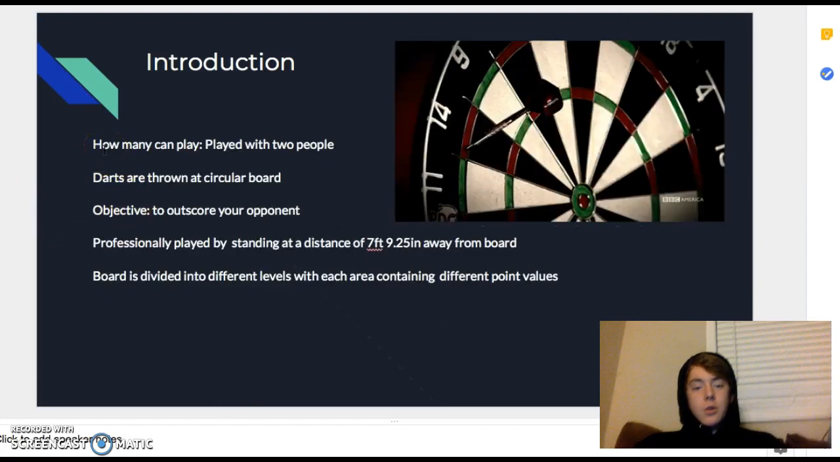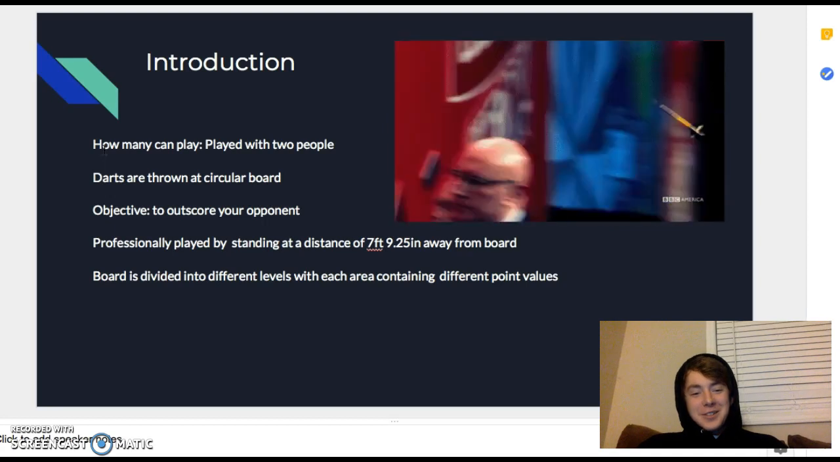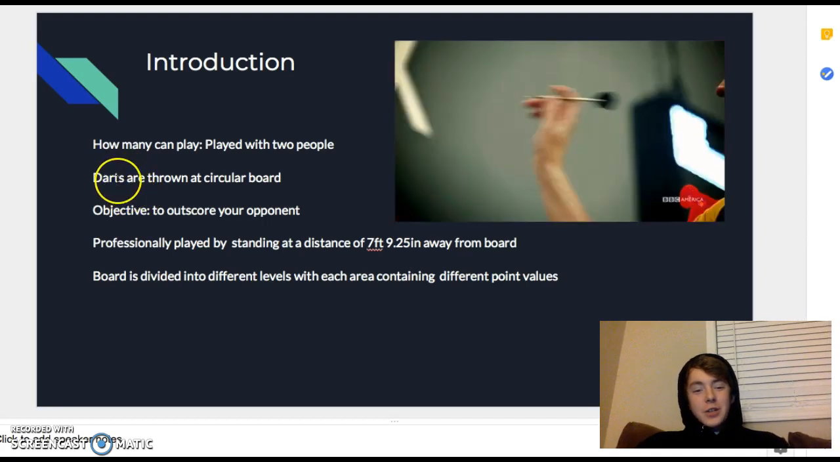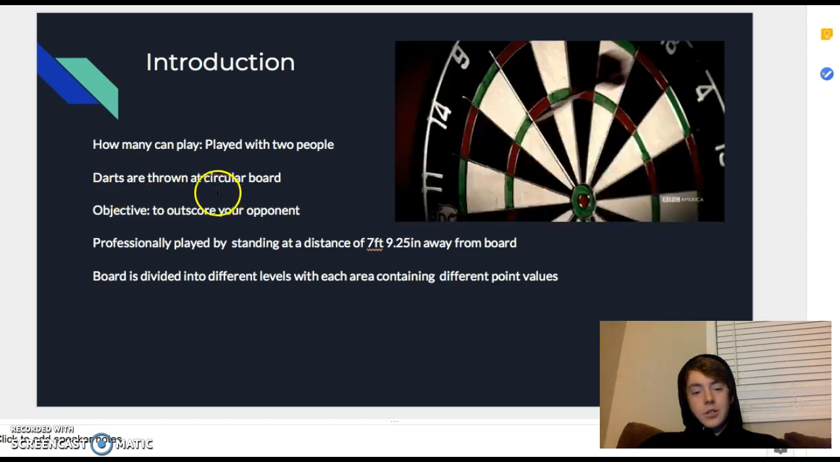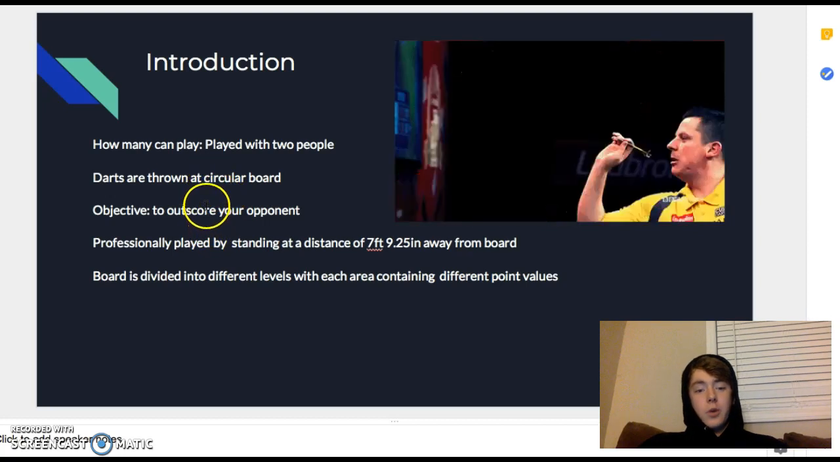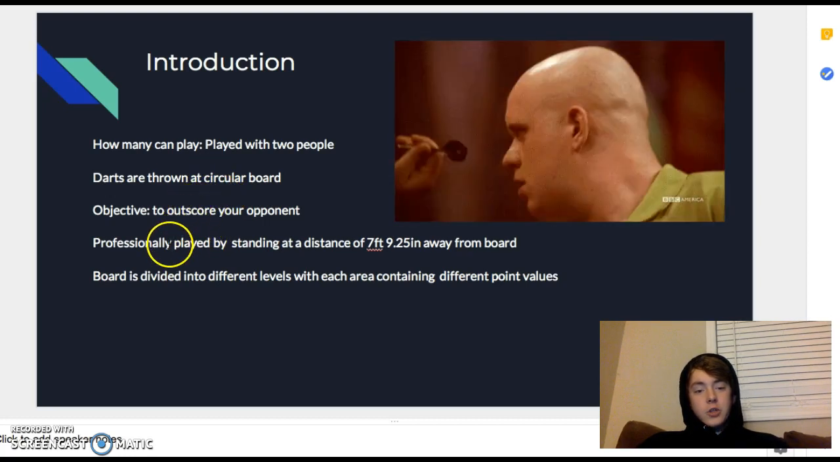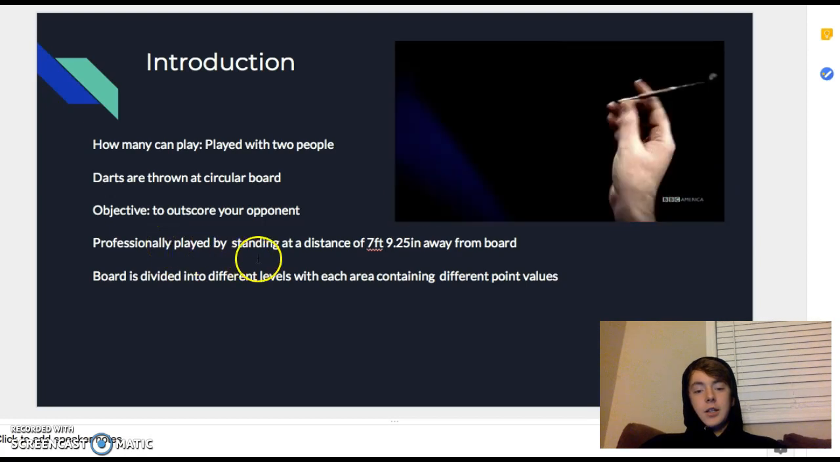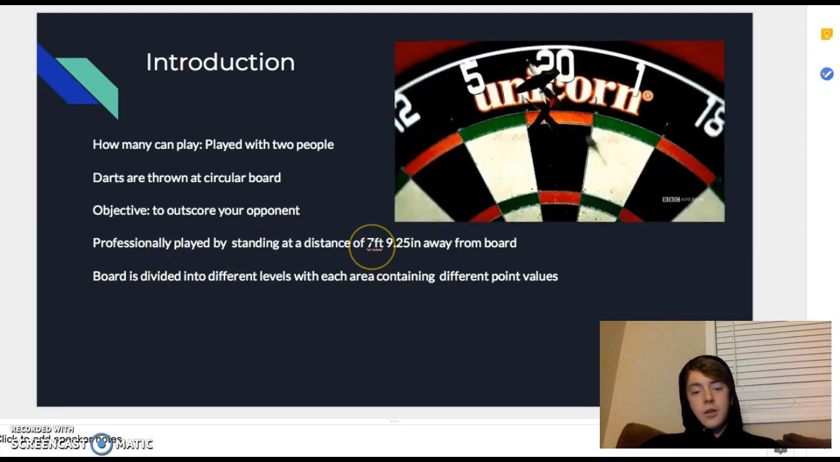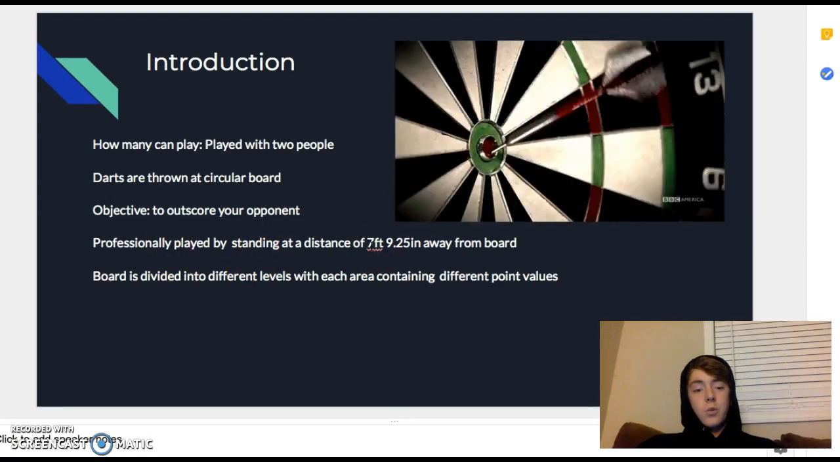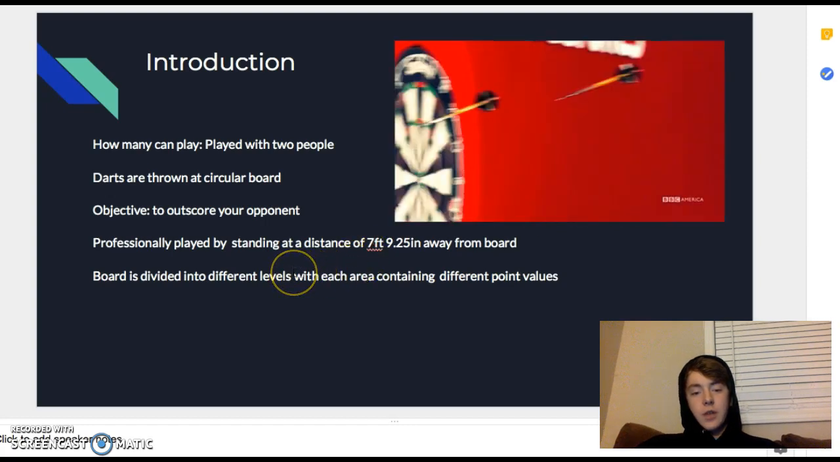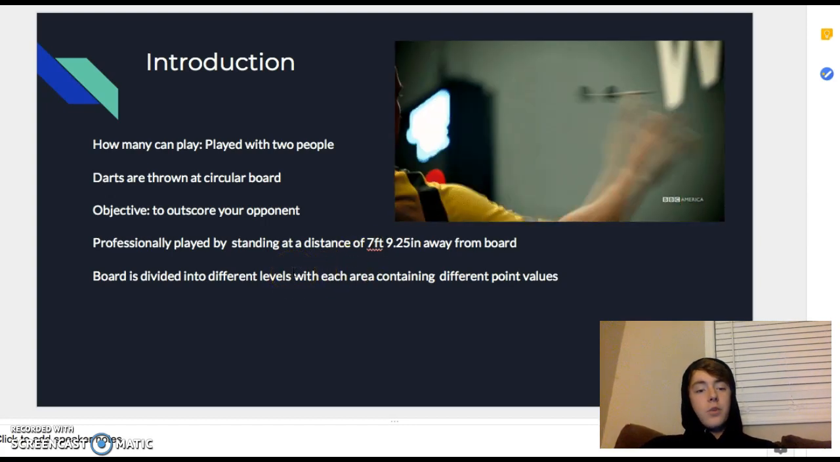Introduction. Darts is played by two people, and the objective is to throw the darts at a circular board and to outscore your opponent. In the professional world, it is played by standing at a distance of 7 feet and 9.25 inches away from the board. The board is divided into different levels, with each area containing different point values.